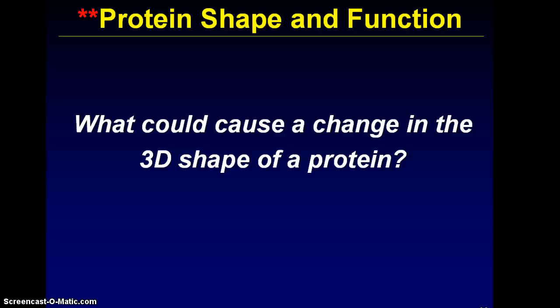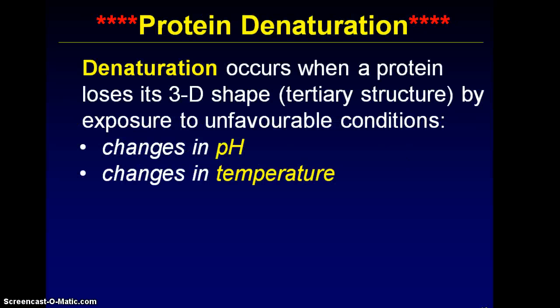So what would cause a change in the 3D shape of a protein? How does a protein ever lose its three-dimensional structure? All proteins have ideal and favorable conditions. There's a favorable temperature that a protein is used to, and there's a favorable pH level that a protein requires. If the conditions are right, this protein has its proper three-dimensional structure and will function as normal.